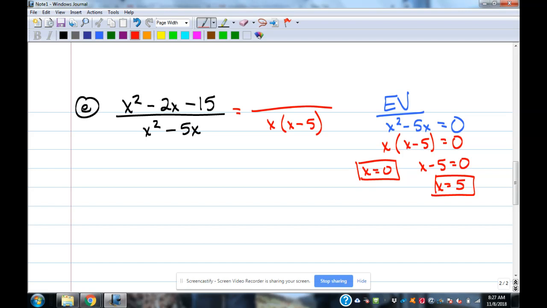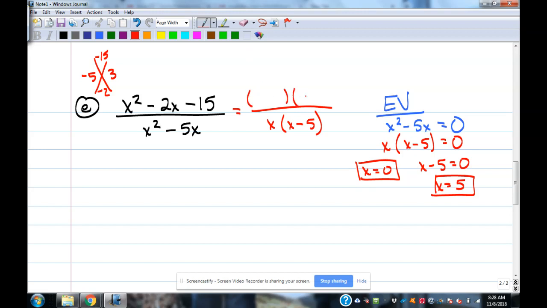Now, how do I factor the numerator? X method, because it's got 3 terms, right? Doesn't have a GCF, so I need something that multiplies to be negative 15 and adds to be negative 2. Negative 5, positive 3. Negative 5 times positive 3 is negative 15. Negative 5 plus 3 is negative 2. Perfect.